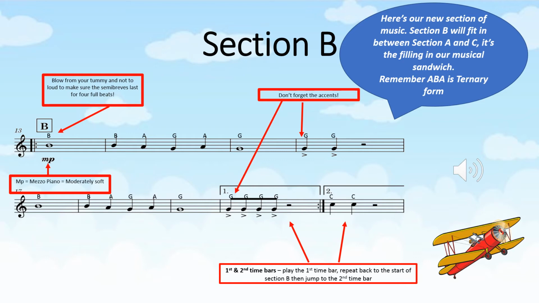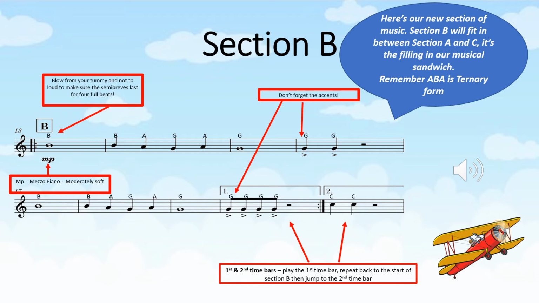Blow from your tummy and not too loud to make sure the semibreves last for 4 full beats. The volume of Section B is different to Section A and C. It is mezzo piano. This is Italian for moderately soft. Don't forget the accents like we learnt in Section A and C.